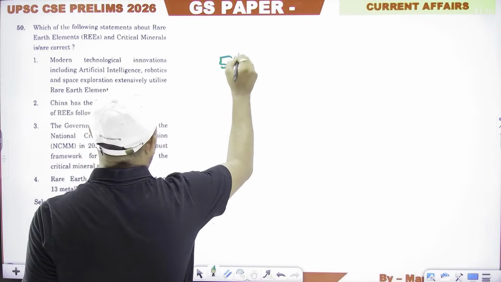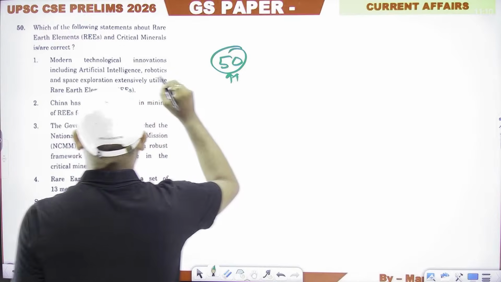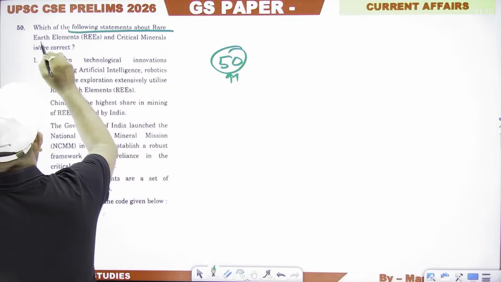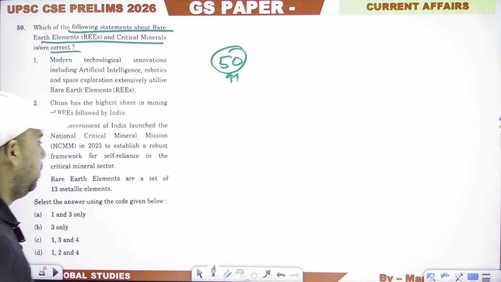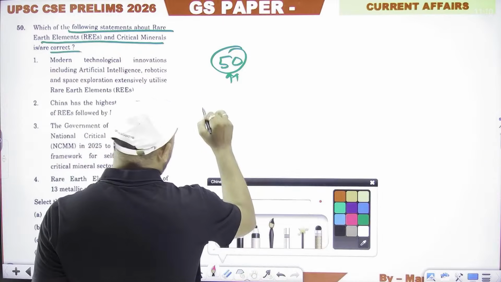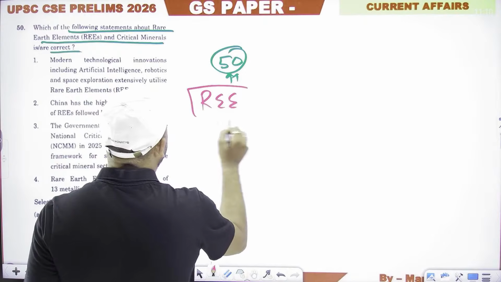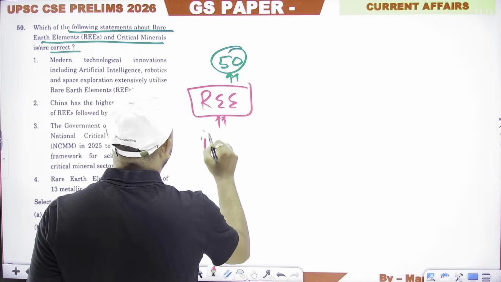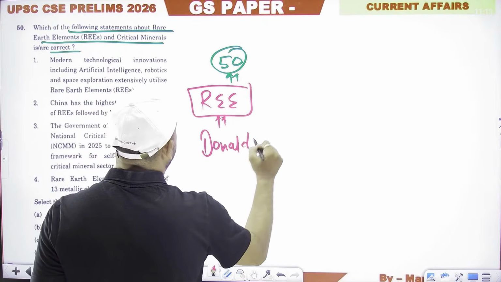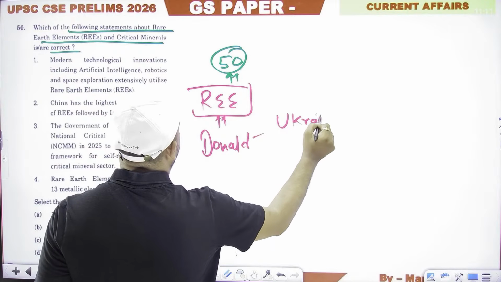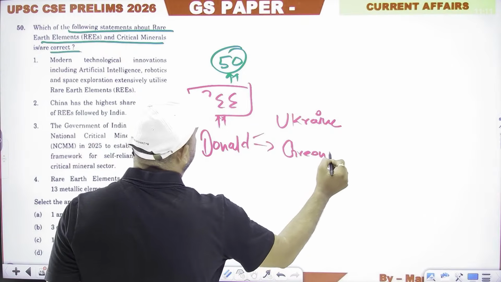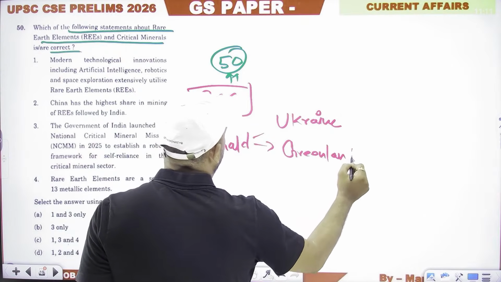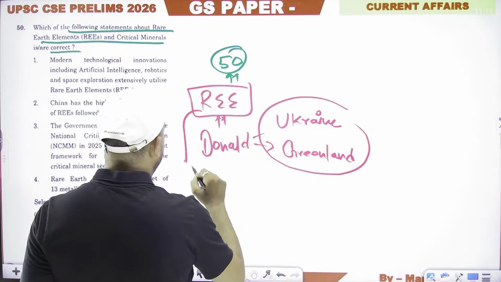If you closely monitor question number 50, it is saying: which of the following statements about rare earth elements and critical minerals are correct? This particular topic is very much in the news due to Donald Trump. Earlier he was interested in Ukraine, then in Greenland he was focusing. The main focus is on the rare earth elements.